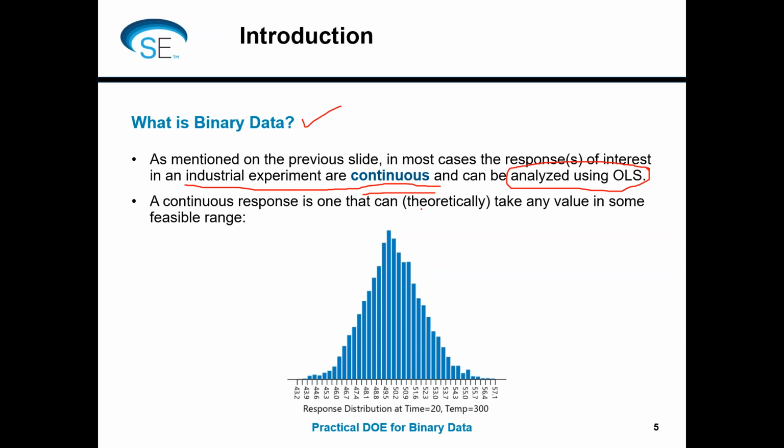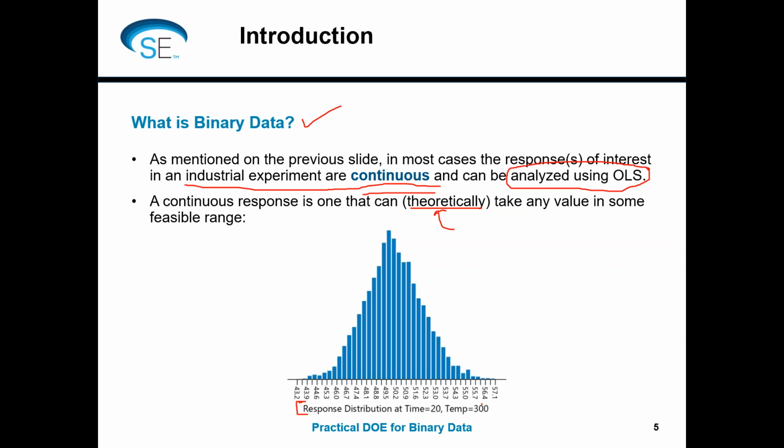So a continuous response is one that can, in theory, take any value in some feasible range. Of course, I say theoretically because we don't have infinite precision when we're measuring. So here's a quick example.